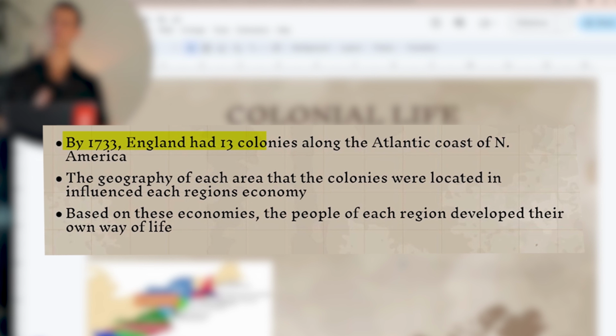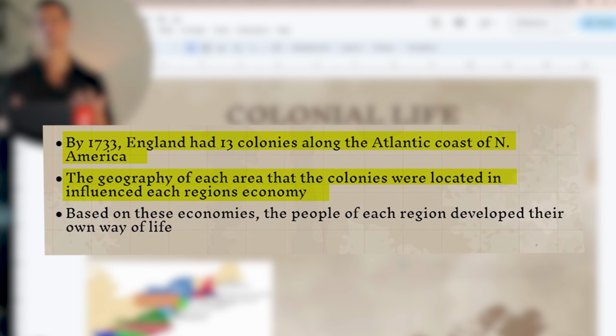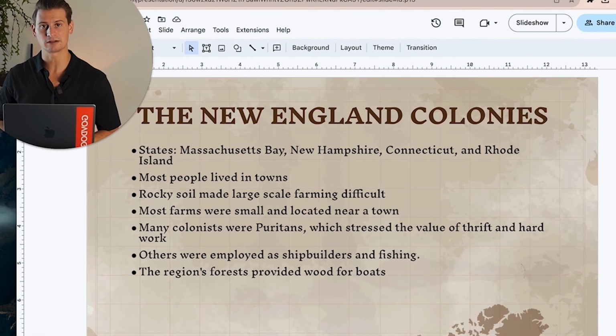So by 1733, there were 13 American colonies on the east coast of the United States. So based on the geography of the region, that influenced how those colonies were going to make money and how their economies functioned. And then based on those economies, people developed a way of life in each specific region of the colonies. Up north, we have the New England colonies.